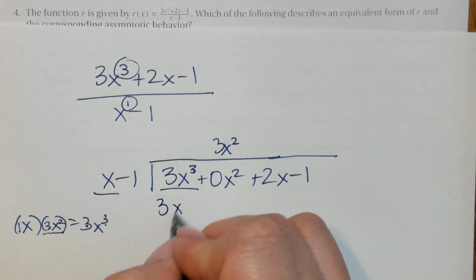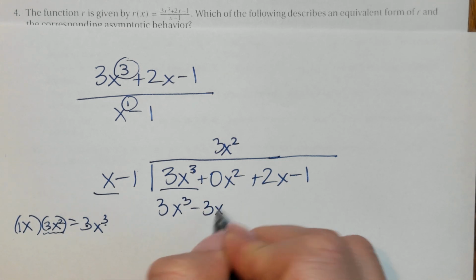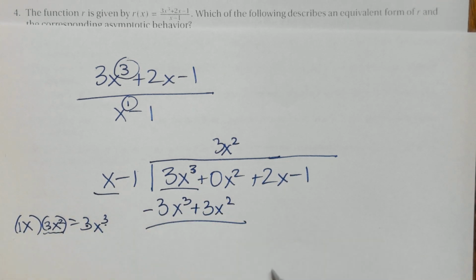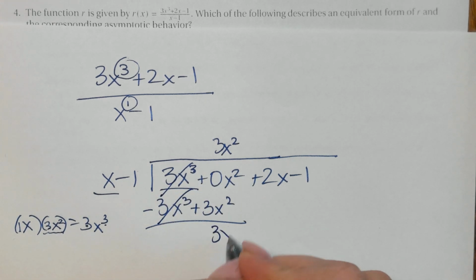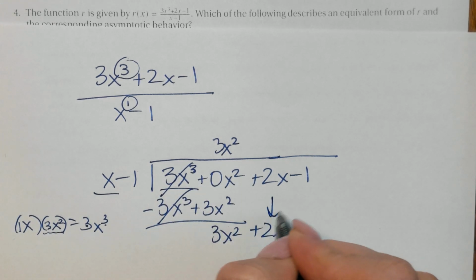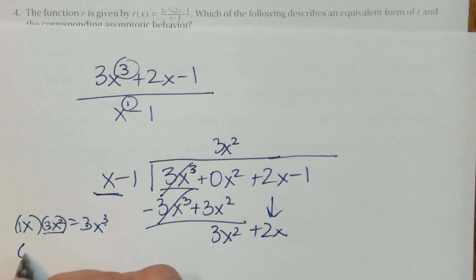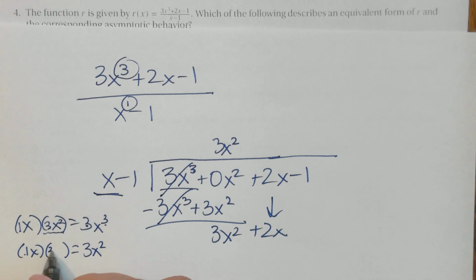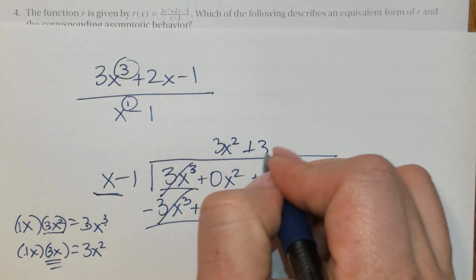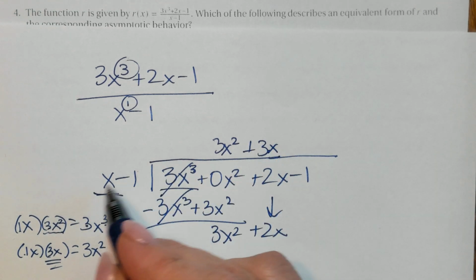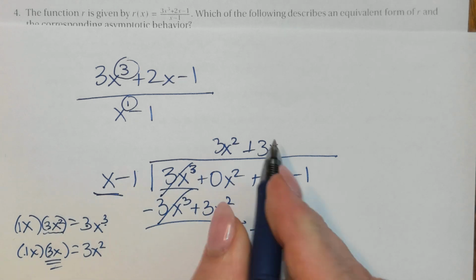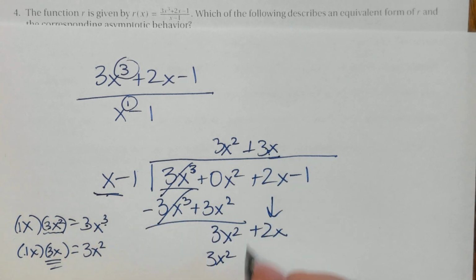Now I'm going to multiply to get 3x cubed minus 3x squared, changing the sign of everything on the second level, and then adding straight down. Let's do it again. X times what quantity is 3x squared? 1 times 3 is 3, and x times x is x squared. So 3x. Again, I'm going to multiply. 3 times 1 is 3 with an x squared. 3x times negative 1 is negative 3x. Change the signs and add straight down.